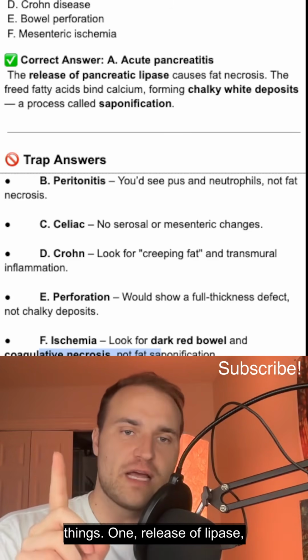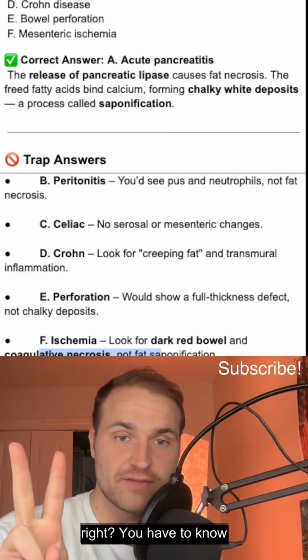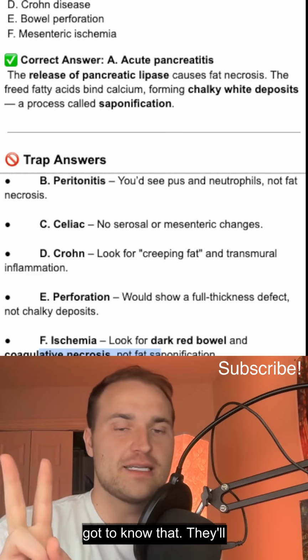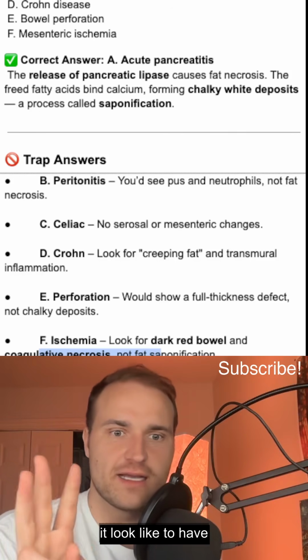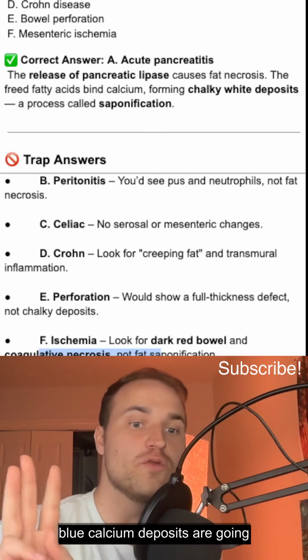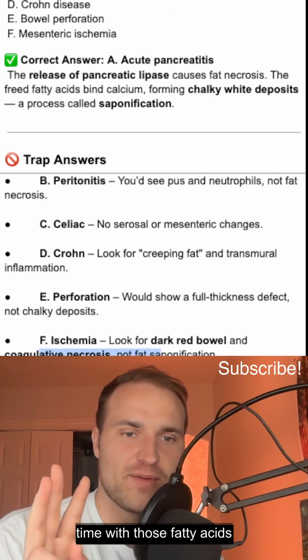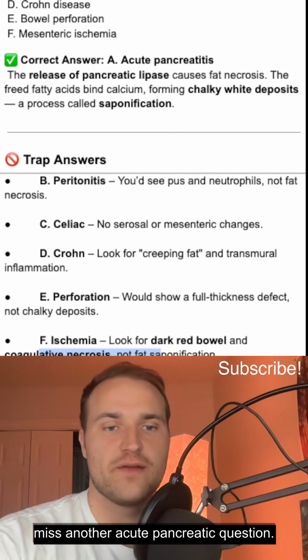So, 3 things. 1, release of lipase, acute pancreatitis. 2, saponification and chalky white stuff, right? You have to know that the damaged adipocytes will bind to calcium ions. You got to know that. They'll form insoluble salts. And then 3, you have to know the histology, just like what does it look like to have a dead fat cell, anucleate, necrotic debris, and then the blue calcium deposits, having a fatty old time with those fatty acids and the damaged adipocytes. Those are the 3 steps to never miss another acute pancreatitis question.